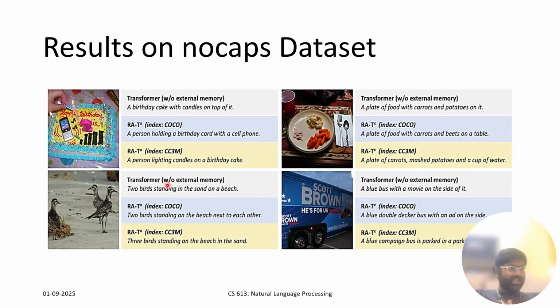So going to the next slide. Similarly with nocaps dataset also. Transformer without external memory, a birthday cake with candles on top of it. And using RATS, a person is holding a birthday card with a cell phone. And RATX, a person lighting candles on a birthday cake. We can see the improvement in this also.